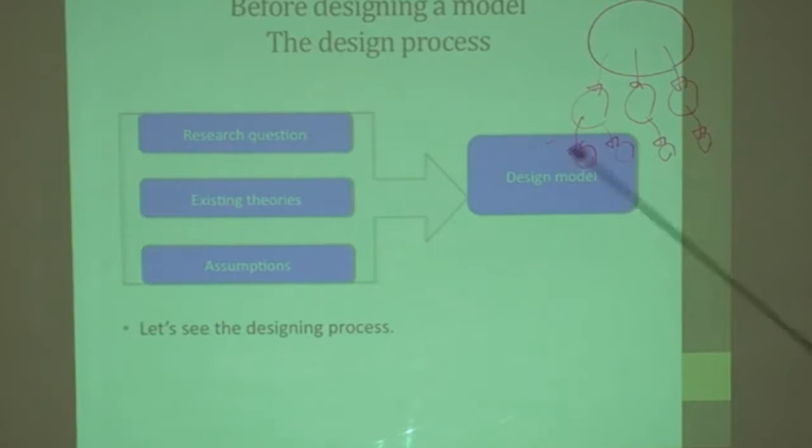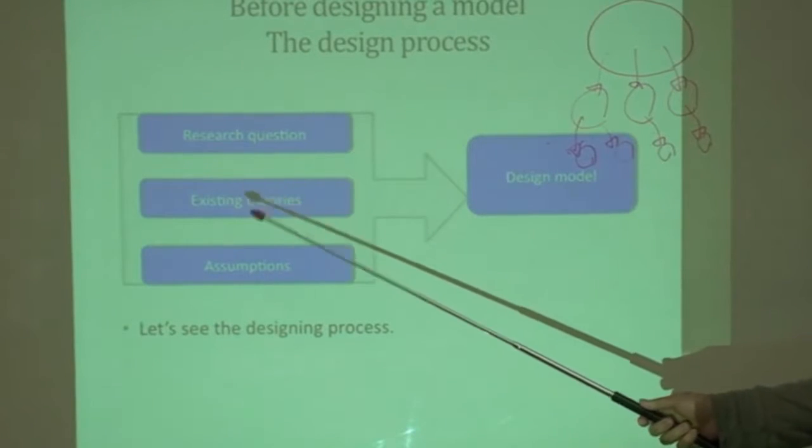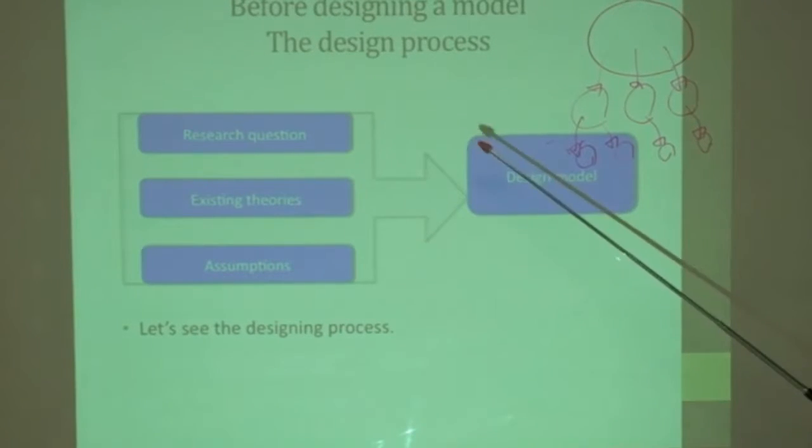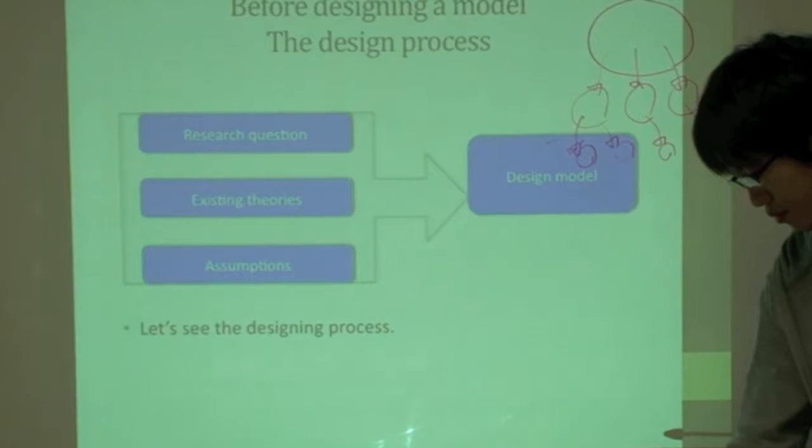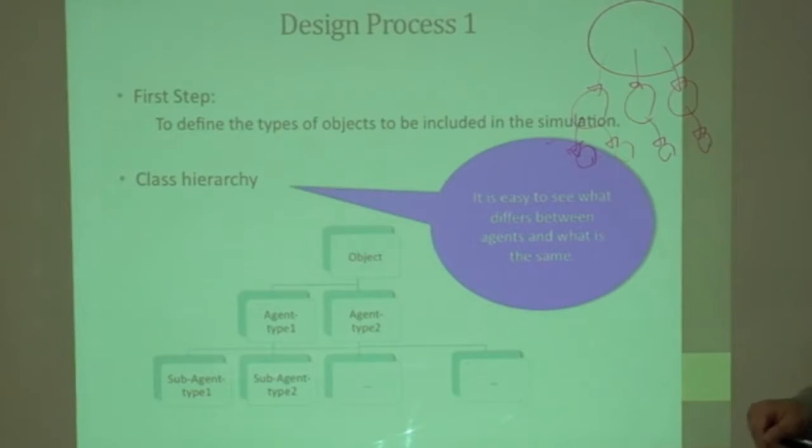So, if one specifies the research question, existing theories and assumptions, you can start designing a model. And from here, let's see the designing process. Is it okay? This is design process 1. The first step is to define the types of objects to be included in the simulation.